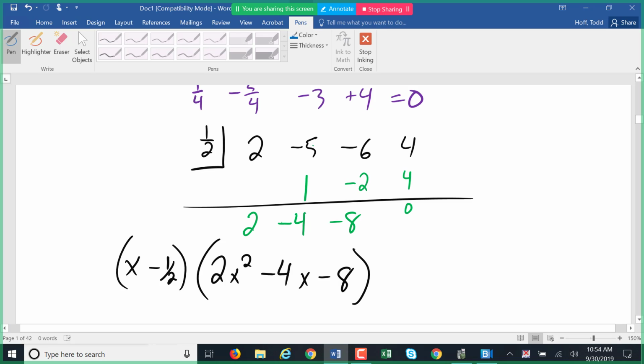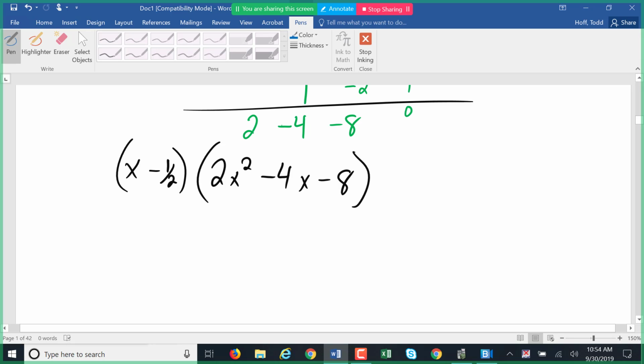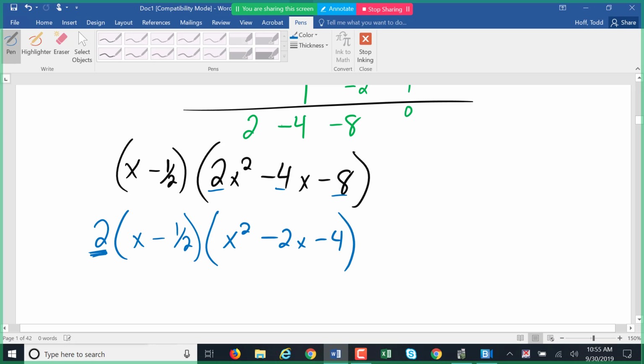Now, at this point, I see, and I probably could have seen it before. Actually, no, I couldn't have before. These are all even coefficients, so I'm going to factor out a 2. I'm used to always putting my constant terms at the very beginning, so I move the 2 way up front here. But this is x squared minus 2x minus 4.